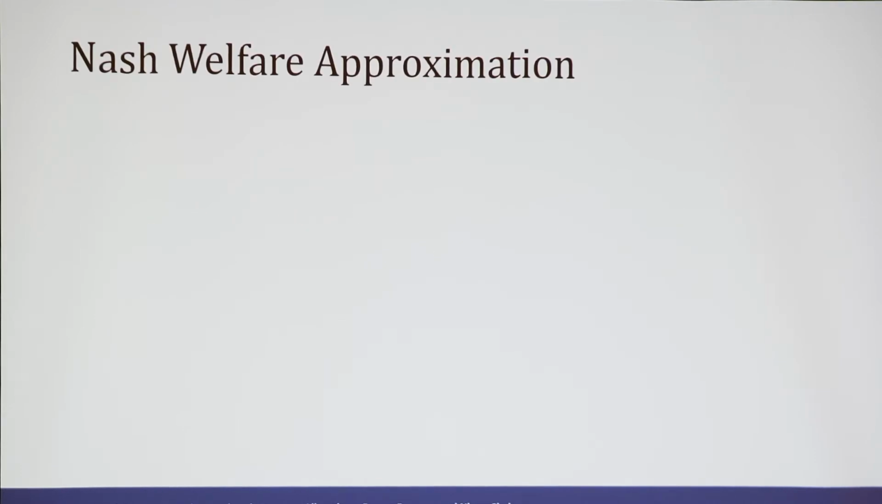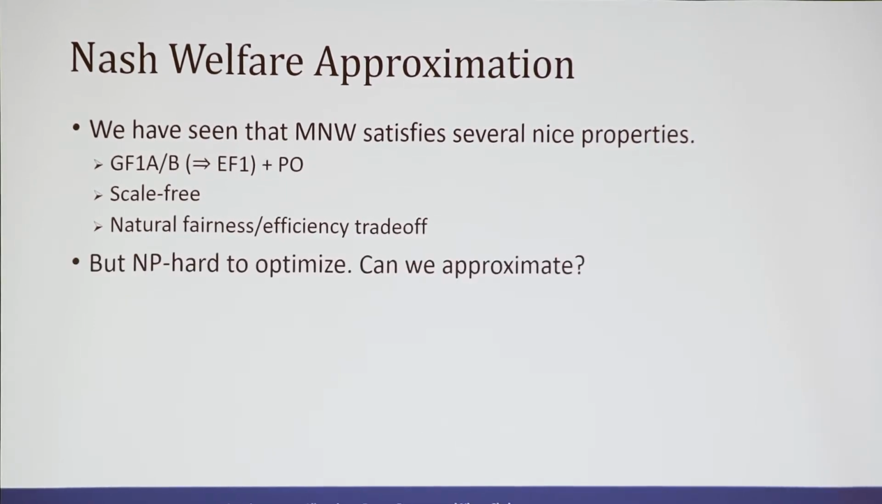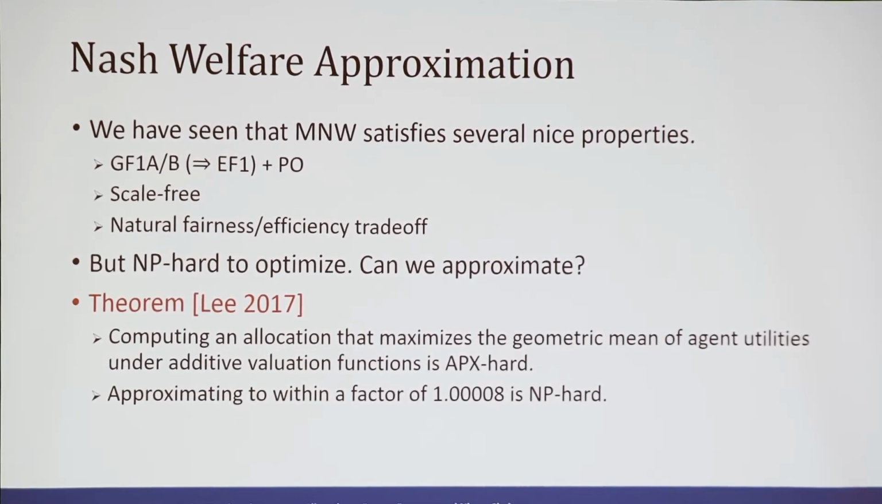So we've seen throughout this whole tutorial that the max Nash welfare algorithm satisfies lots of really nice properties. It's GF1A/B, which implies EF1 as well as Pareto optimal. It's scale free, meaning that it doesn't matter what units the agents measure their utilities in, and it's a very natural kind of fairness efficiency trade-off. But like I mentioned before, it's NP hard to optimize, and indeed it's even APX hard. So in particular, approximating to within a factor of 1.00008 is NP hard.